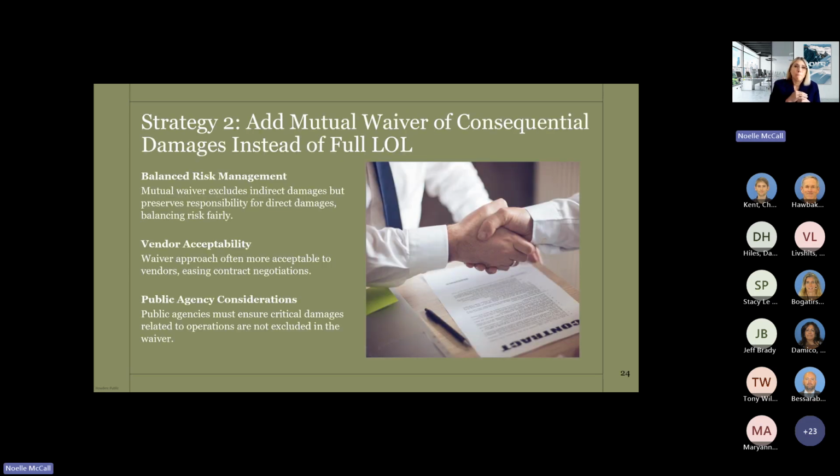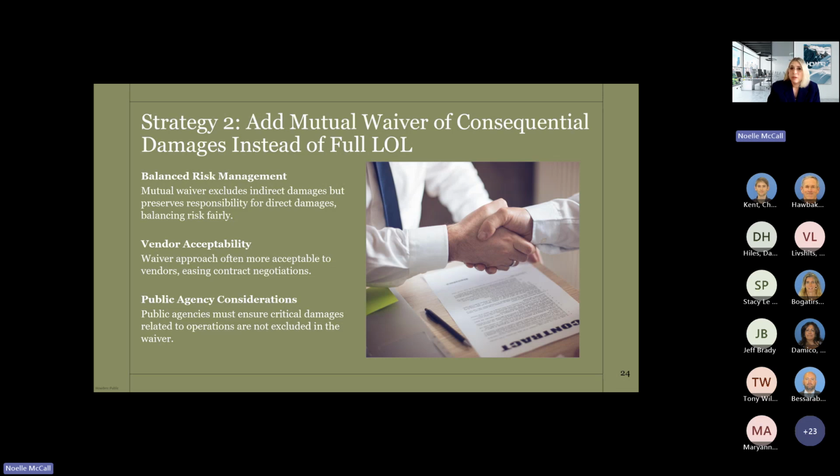Strategy number 2, add a mutual waiver of consequential damages instead of a full limitation of liability. This can result in a balanced risk management approach because you're waiving consequential damages for each party, so each party has that protection. The mutual waiver excludes indirect damages, but it preserves responsibility for direct damages. Therefore, it helps to balance the risk fairly.